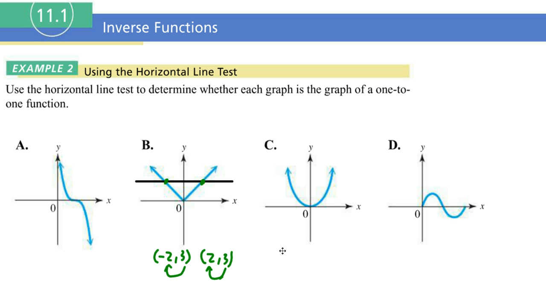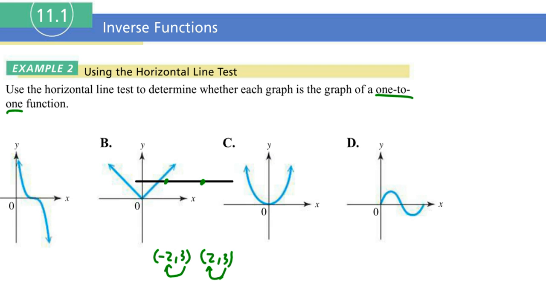So we don't have to plot points, though. If our horizontal line intersects our graph more than once, then we can automatically say that it's not going to be one-to-one. That's why we use the horizontal line test. It's a really quick way of testing that.